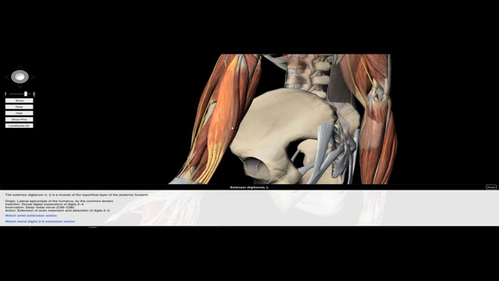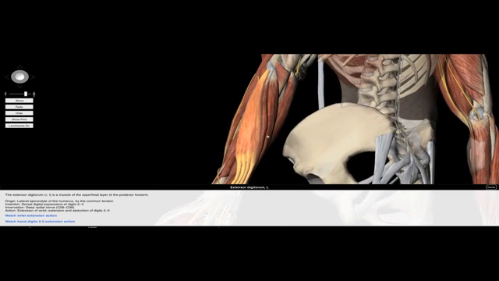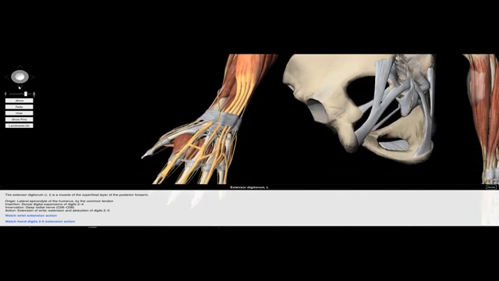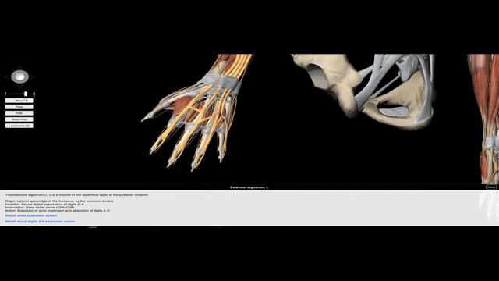The extensor digitorum originates on that lateral epicondyle of the humerus, again by that common extensor tendon, and inserts into the dorsal expansion of digits 2 through 5. It is innervated by the deep radial nerve, and is responsible for extension of the wrist and extension and abduction of fingers 2 through 5.